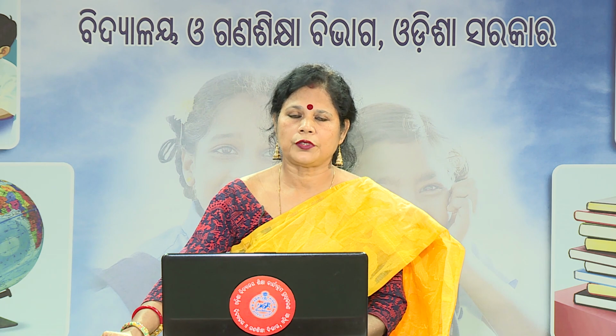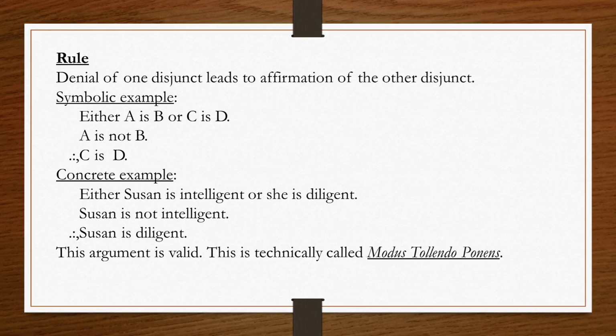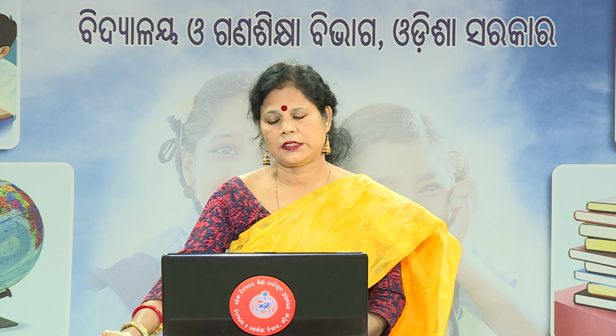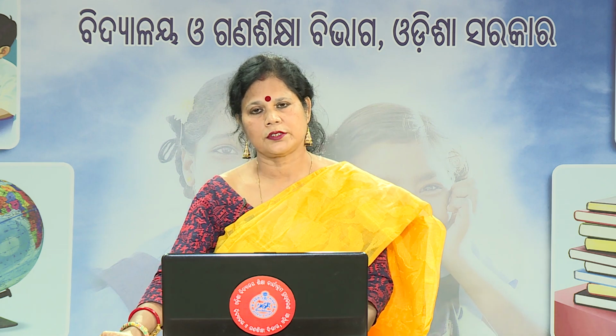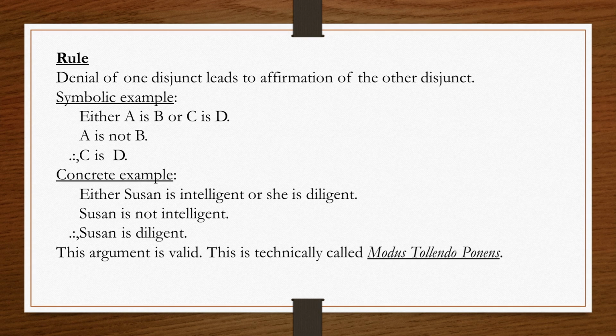Suppose the first disjunct is A is B; let us deny this first disjunct. A is not B. Therefore, C is D. This is a valid form. This is a valid argument, and this is known as modus tollendo ponens.